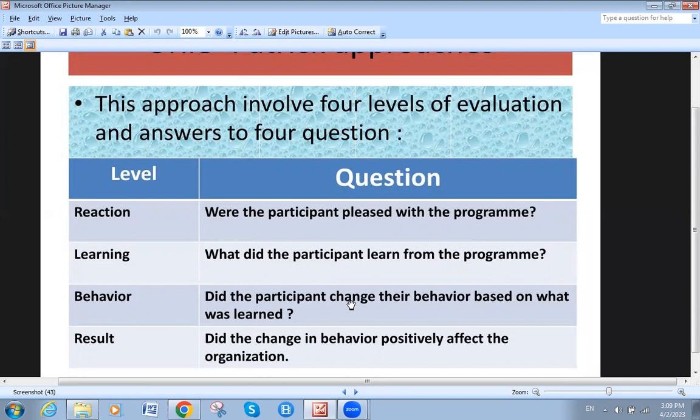Learning alone is not enough. We also have to benefit from practicing what we came to learn. It's not only a matter of learning, but also practicing what you came to learn. Results: did a change in behavior positively affect the organization? If it affected the organization, that's fine. If it didn't, that is not good. Yes or no? These are the four questions based on the Kirkpatrick evaluation method.